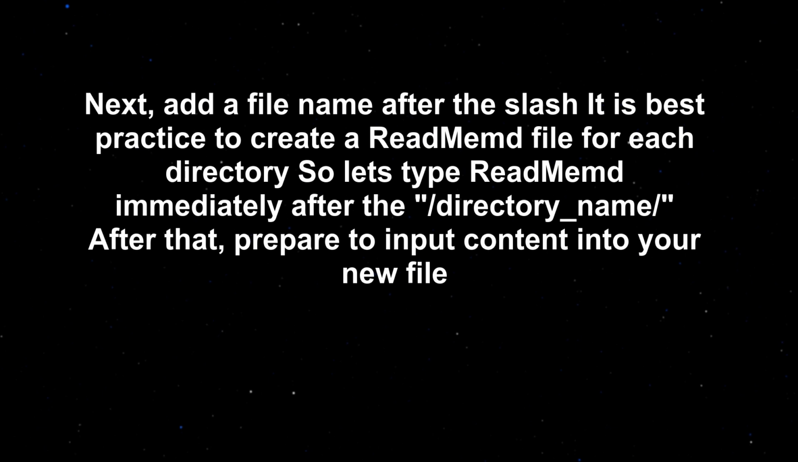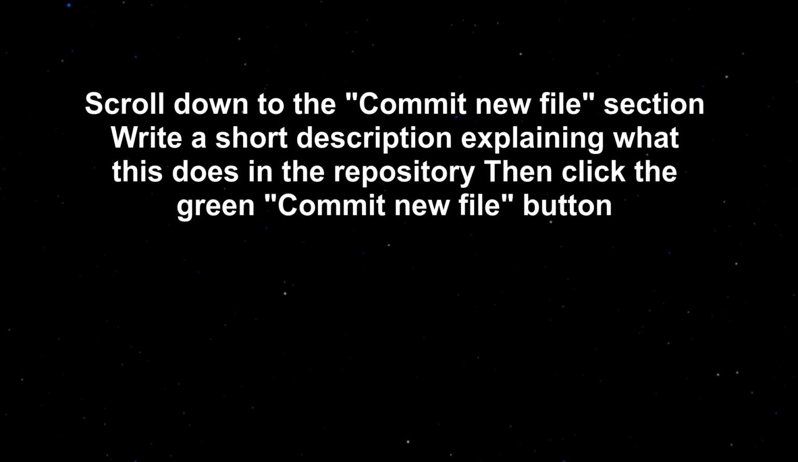After that, prepare to input content into your new file. Scroll down to the Commit New File section, write a short description explaining what this does in the repository, and click the green Commit New File button. That's it. You've successfully created a folder and a file within it.